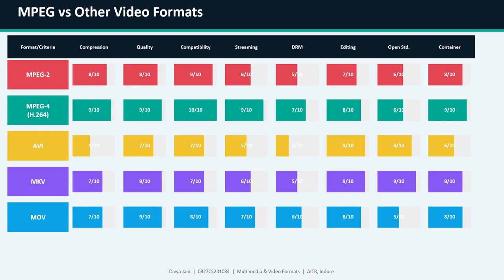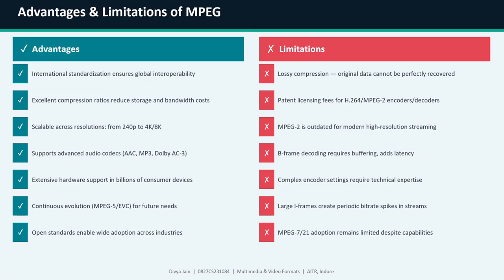AVI scores well for editing but poorly on compression and DRM. MKV offers great flexibility but uneven device compatibility. MOV performs well overall but has limited cross-platform openness.